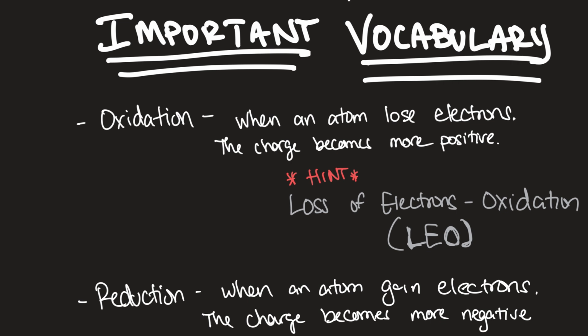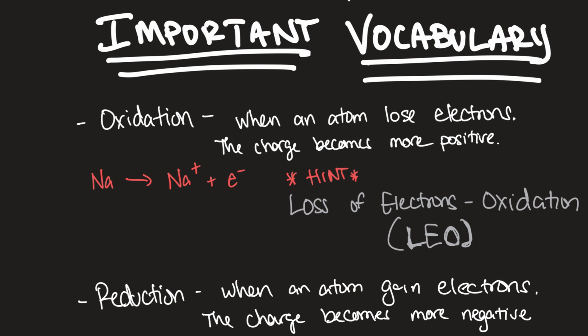Let's say that you have sodium, the sodium element, and it becomes Na+. This sodium has gone through oxidation. It lost an electron. Oftentimes we just write the electron afterwards to show that it lost it. Anytime you see electrons on the product side, we know that some type of oxidation has taken place. Remember, the charge becomes more positive.